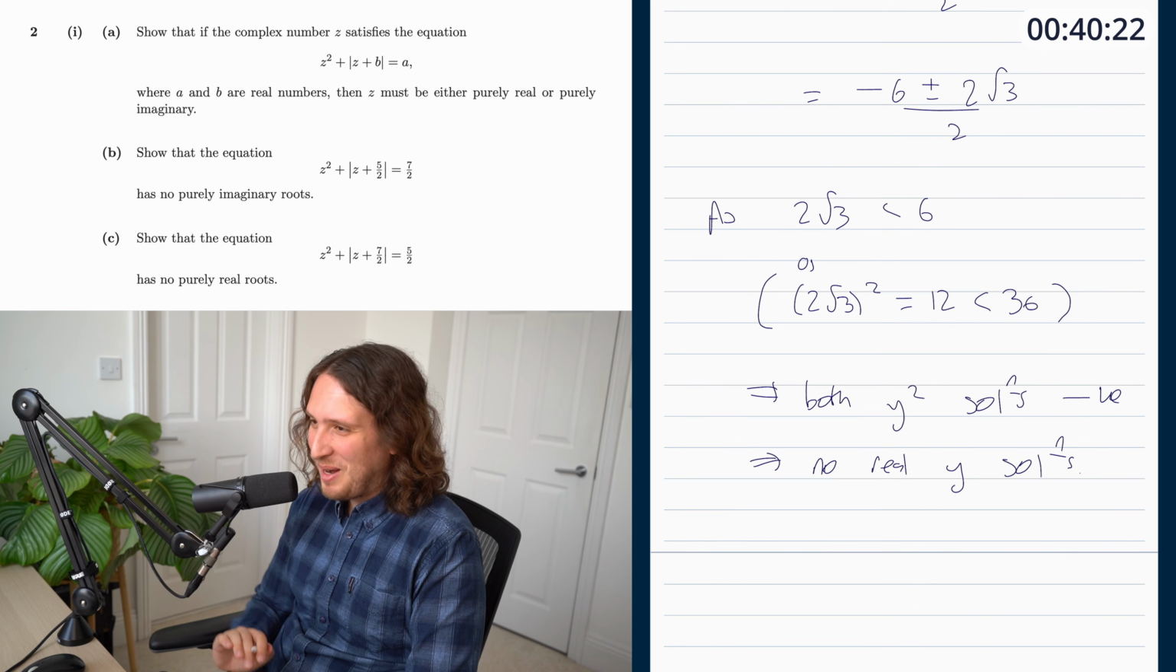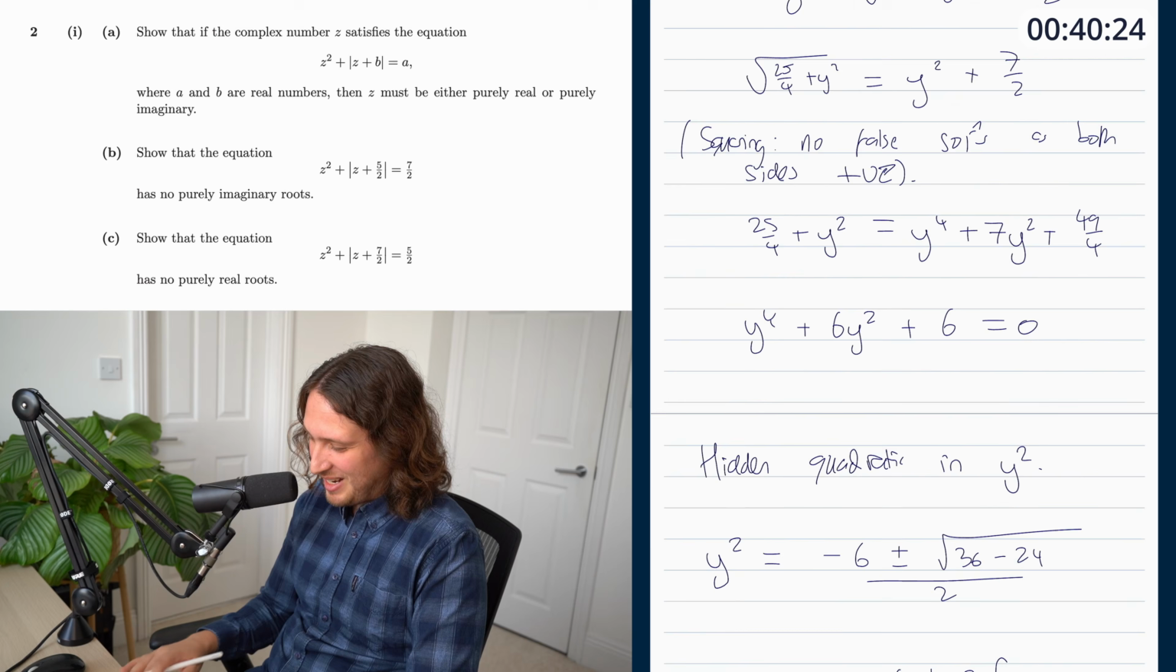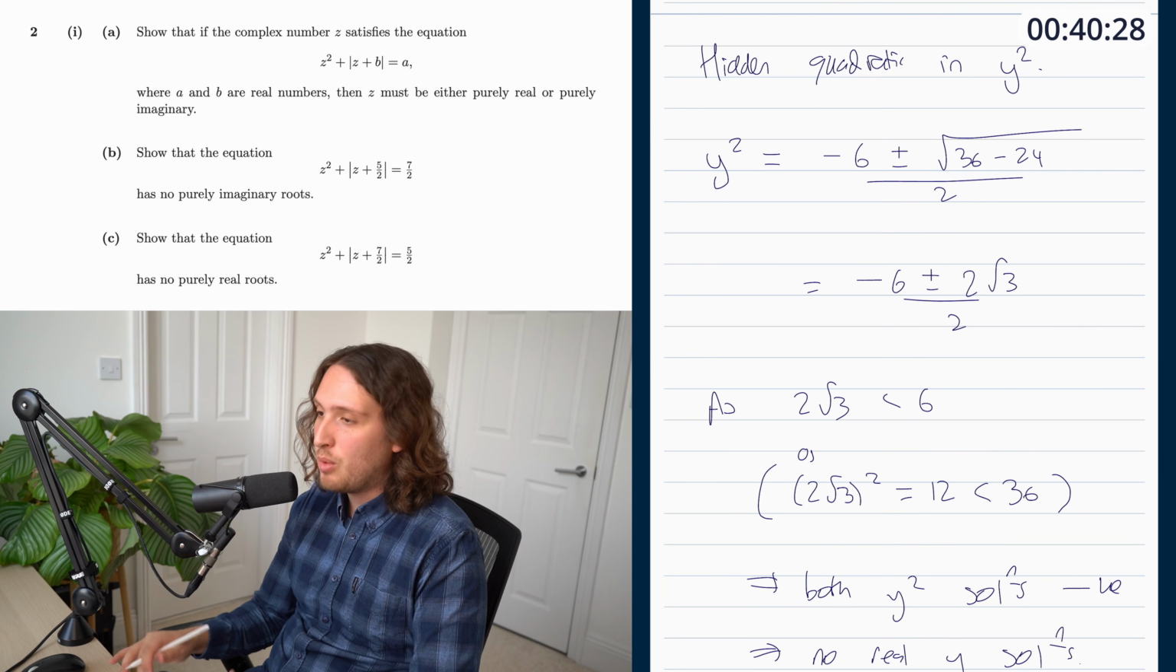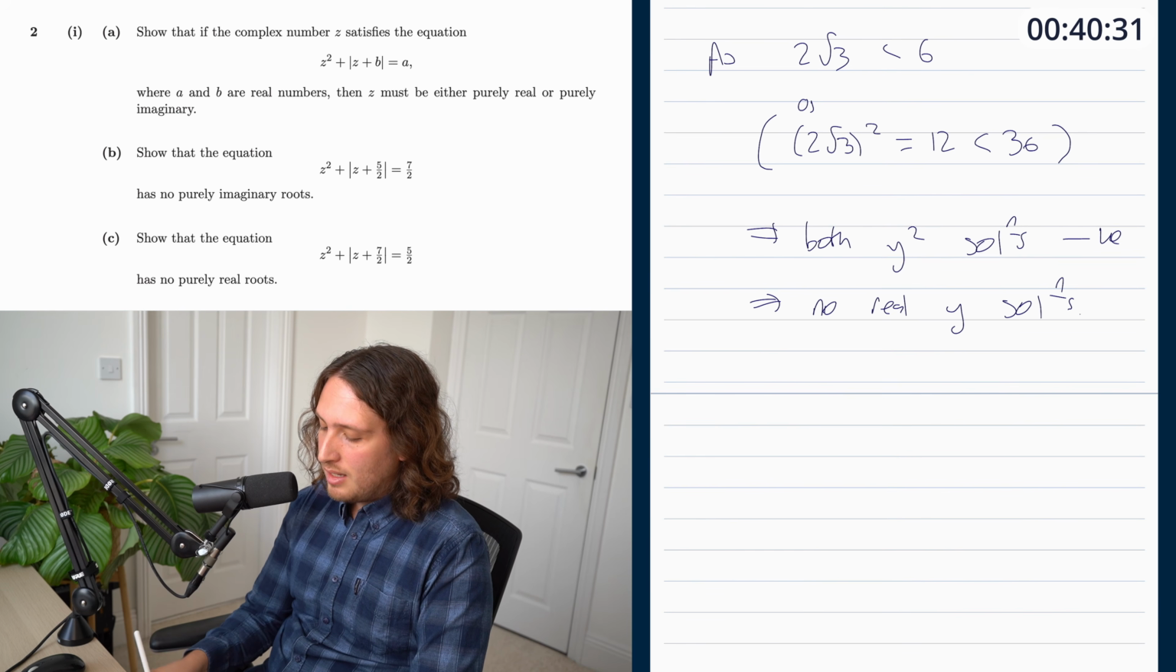Right, the nerves and the fact we have to make up some lost time are getting the better of me. Let's stay calm. So that's part B completed. I think we've satisfactorily demonstrated there are no pure imaginary solutions.